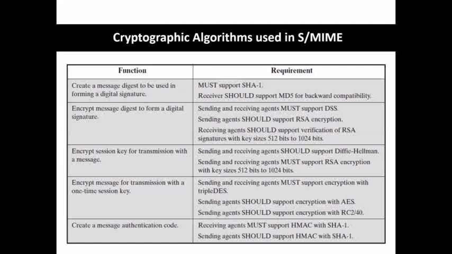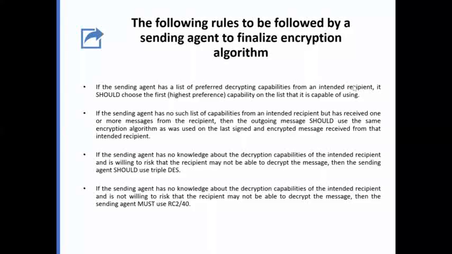For creating the message authentication code, that is the MAC, the receiving agent must support HMAC with SHA1. Please remember this: for creating the message authentication code, the receiving agent must support HMAC with SHA1, and the sending agent should support HMAC with SHA1. So these are all the functions and the requirements. For each function, I need this requirement, with respect to must and should.